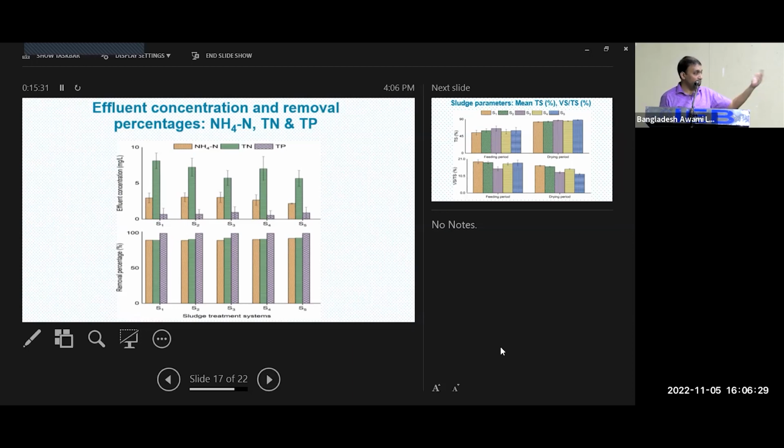But TP removal, phosphorus removal, was almost equivalent for all systems, because as I told you, phosphorus removal in wetland systems occurs by absorption by media. Any media that contains calcium, aluminum, or iron will absorb phosphorus. So we have to be tricky. If you want to remove phosphorus in a wetland system, you have to use media that contains either calcium or aluminum or iron, because they will form precipitate with phosphorus.